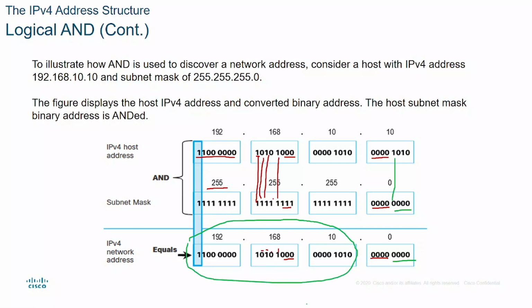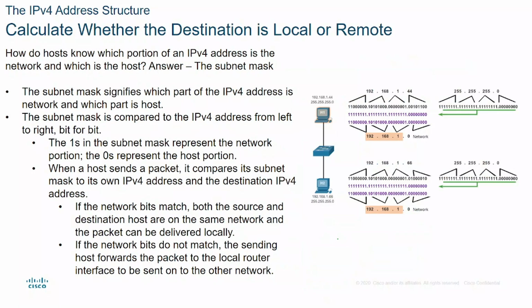So it's our subnet mask that is used to help us identify our network portion. So how do you calculate whether the destination is local or remote? Now, when something is local, it means that it is connected directly to the same network. But when it is remote, it means that it will need to pass through a router to connect to the other host.